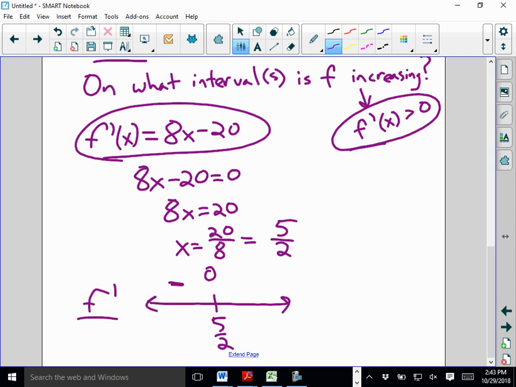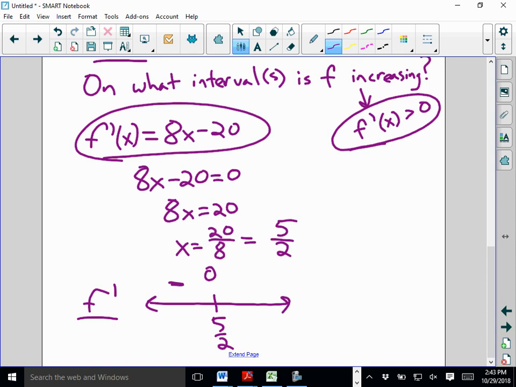Now I want to choose a number bigger than 5 halves, right? 5 halves is 2.5. So I'll just choose 10, because 10 is an easy number to multiply. 8 times 10 is 80. 80 minus 20 is 60. That is a positive number.